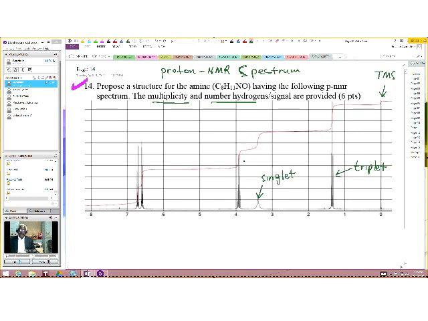This peak right here is a quartet. Okay. This peak here, doublet. And this peak here is a doublet.